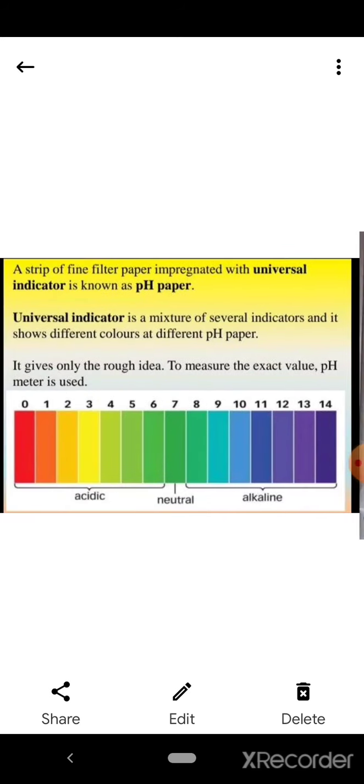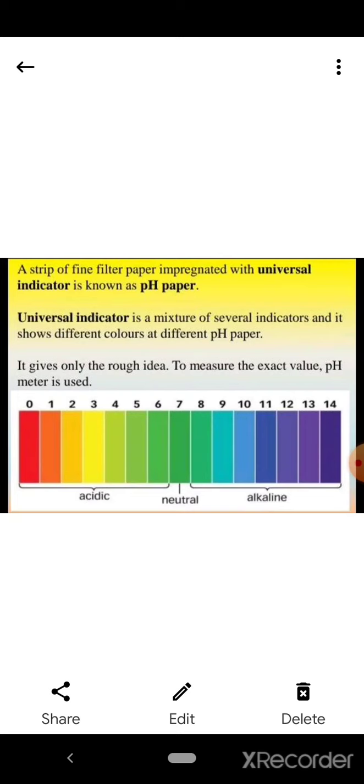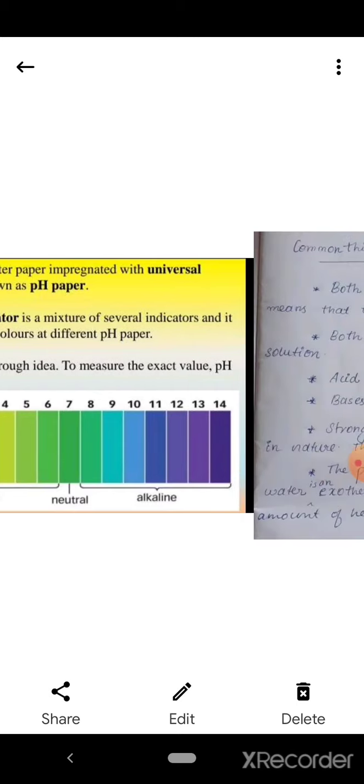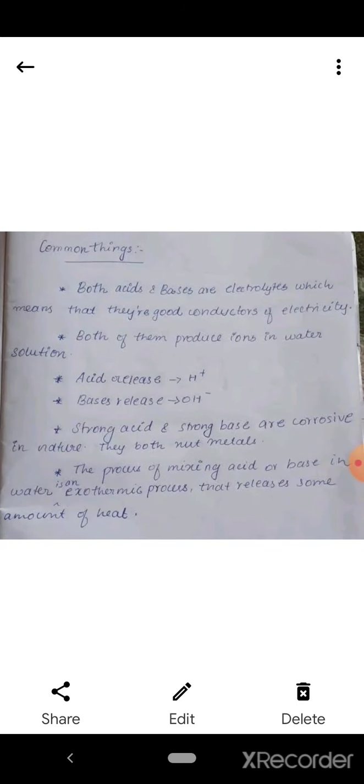See, strong acid and strong base mean what? Strong acids are the acids in which the water content is very low, meaning they are pure in form. The process of mixing acid or base in water is an exothermic process. In this process, heat is always given out, or a large amount of heat is released.